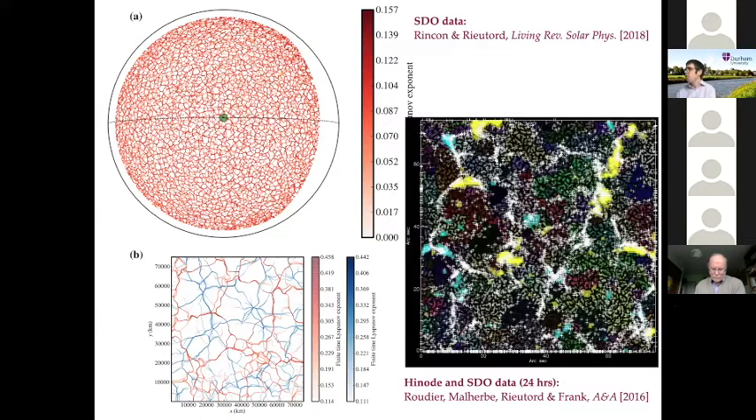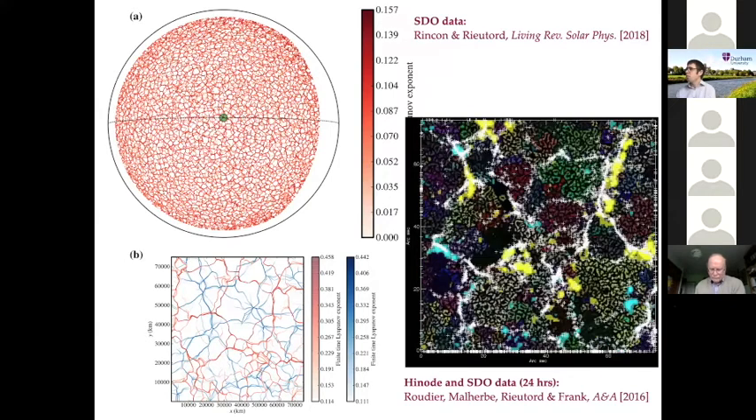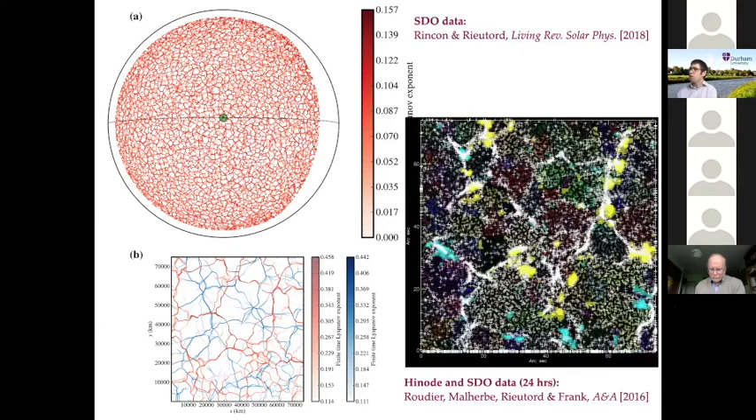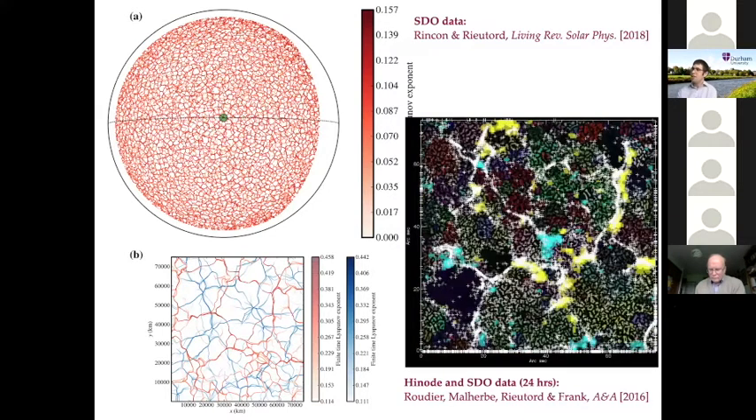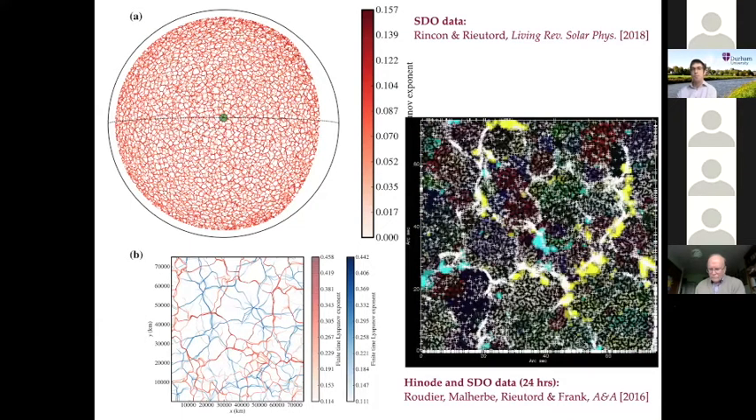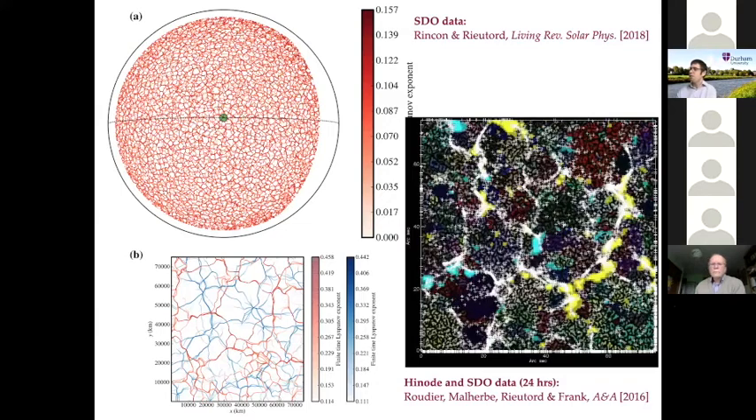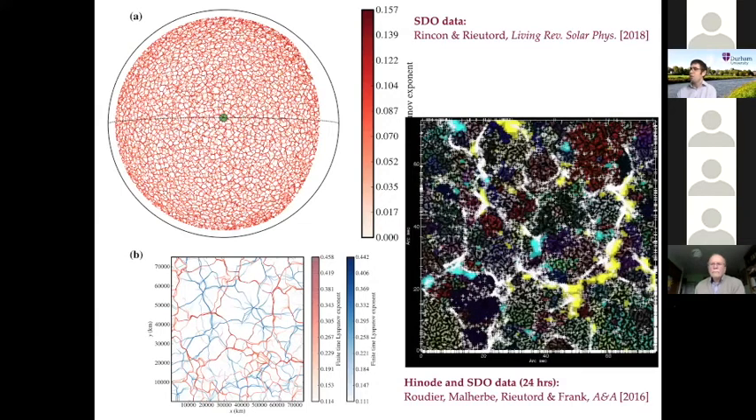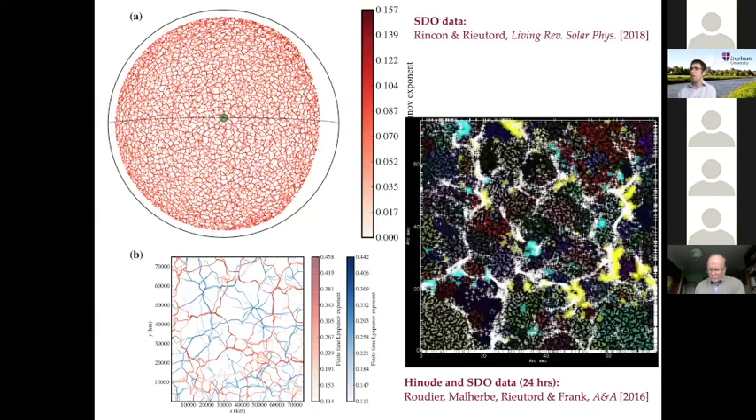The granules are shown by different colors here, whereas the supergranular boundaries are shown by where the white quarks end up. And then just to make it even more complicated, the yellow and cyan colors are showing you magnetograms, line of sight magnetograms. From those, you can see that the magnetic field tends to congregate at the supergranular boundaries. So this is what's going on on a smaller scale.